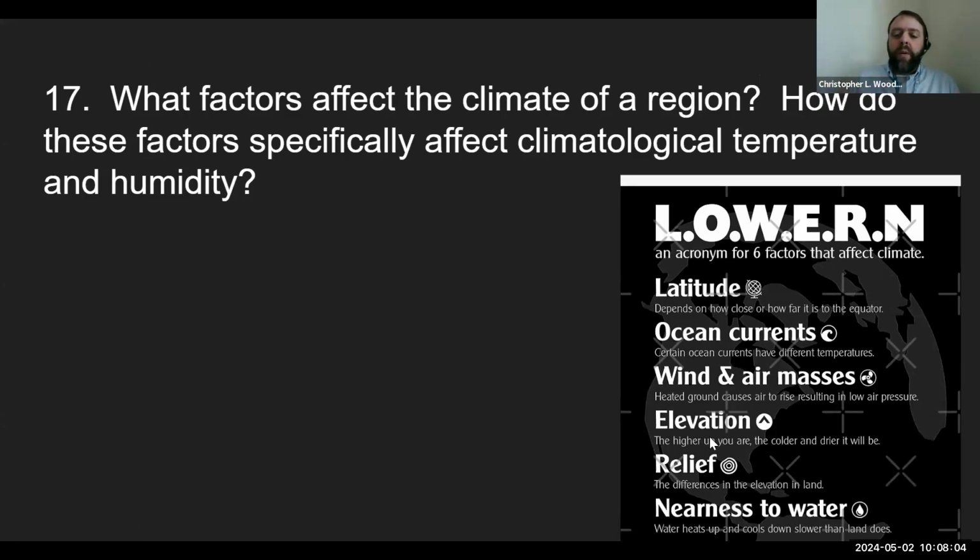Sorry, I skipped one. Elevation. Elevation, as you increase altitude, of course, you get in the troposphere, it gets cooler. And so you could be literally a tropical rainforest at elevation close to sea level. And then as you go 5,000 feet up, you can transition into completely different biomes.